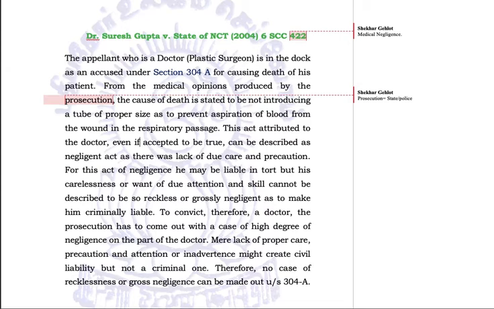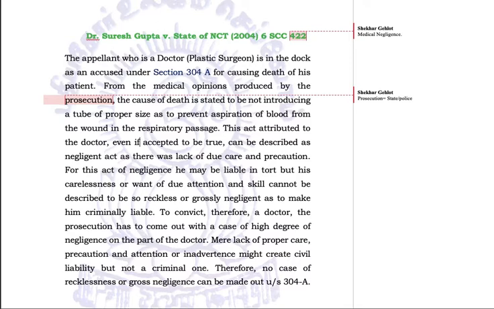Now, what is required to be proved in a case of medical negligence? The Supreme Court says that to convict a doctor, the prosecution has to come out with a case of a high degree of negligence on the part of the doctor. Mere negligence or small negligence on the part of a doctor will not make him criminally liable. Mere lack of proper care, precaution, and attention or inadvertence might create civil liability but not a criminal one.